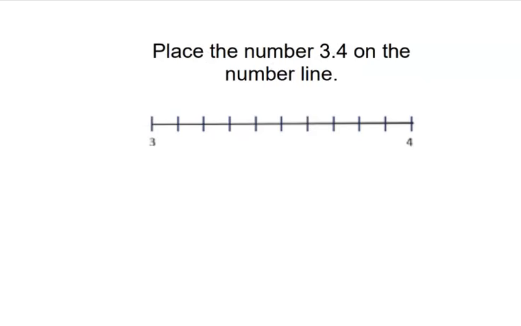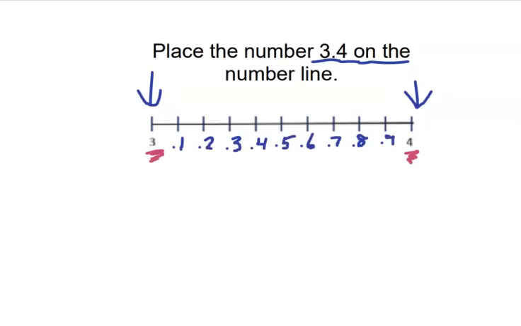Place the number 3.4 on the number line. Well, here's 3 and here's 4. Okay, so this number line is basically just the distance between the number 3 and 4. Well, there's 1, 2, 3, 4, 5, 6, 7, 8, 9, 10. So this is actually going to be 3.1. And this is going to be 3.2. And then 3.3. And then all the rest of them.